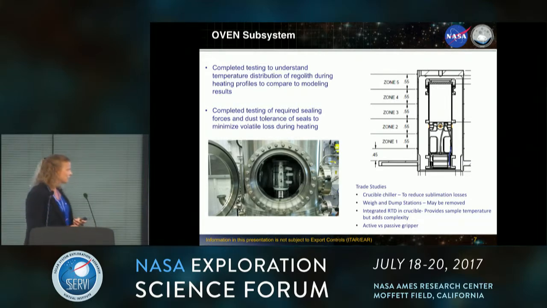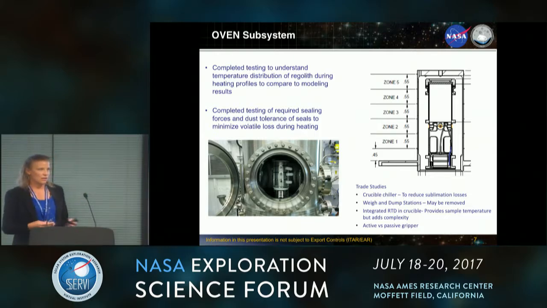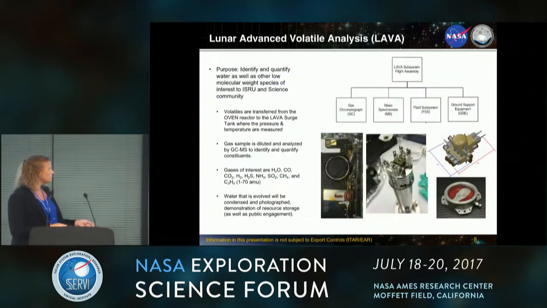and if that is a worthwhile trade. So the last 2 things here are we're looking at an integrated RTD in the crucible. This is something that scientists and I would really like to have. However, it definitely adds complexity when you have all of these moving parts and you have this abrasive regolith coming in and out. So that is something that is still under consideration. And finally, we're looking at an active versus passive gripper for the hardware.